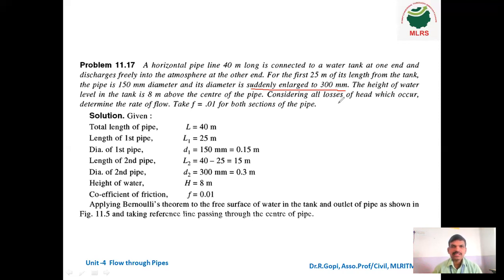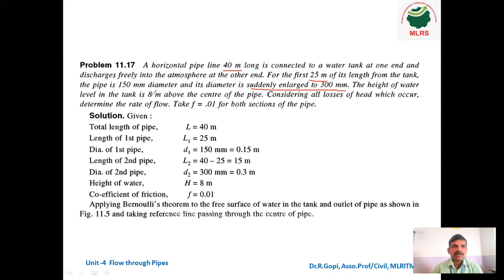So after some distance, that means after 25 meter. So total length, how much? 40 meter. First 25 meter, 150 mm diameter pipe. So balance 40 minus 25, how much? 15. So balance 15 meter, 300 mm diameter pipe. Okay, so this is the question.